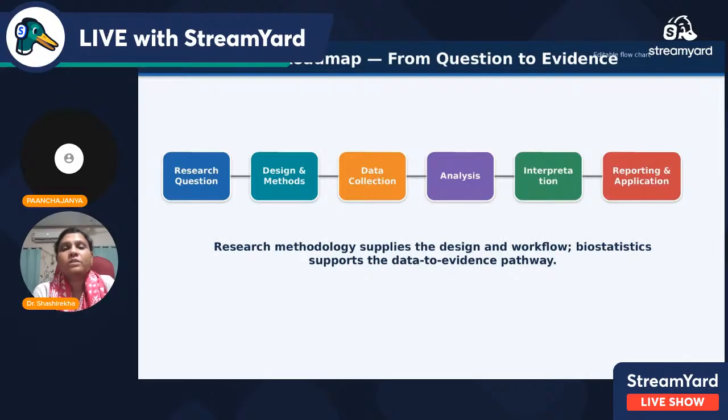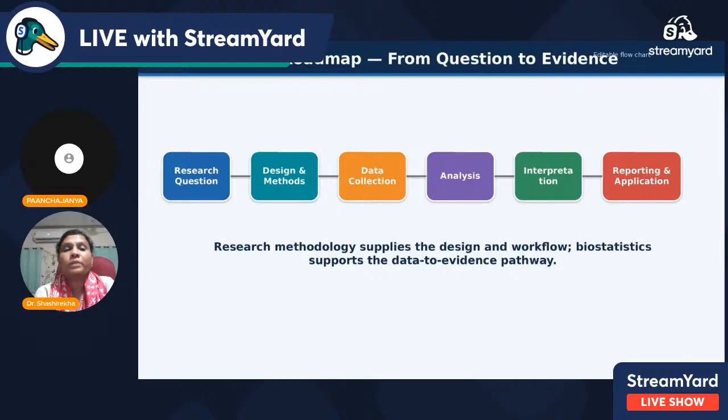So we will have the research question. Our research question may be probably like, in this area many works are not done, and I'm going to find this out. That's why this will be my research question. And then the design and method.